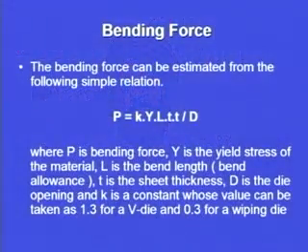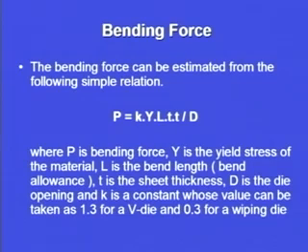Now, bending force is required. Suppose we have a sheet metal, we have to bend it. Some force is required in order to create that bend. Minimum bend radius we have already seen, it has to be specified, and it depends upon the material of which the sheet is made. The force required for bending can be estimated from the following simple relation.